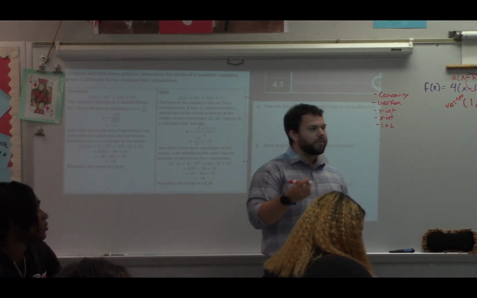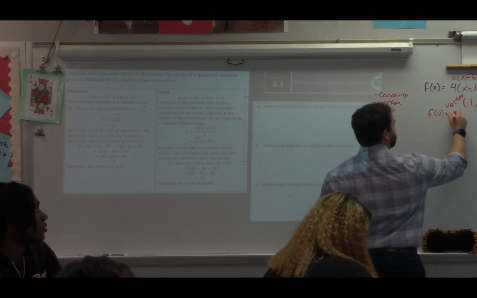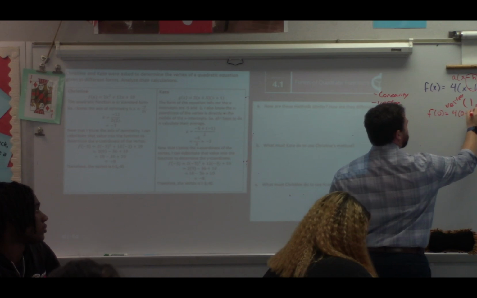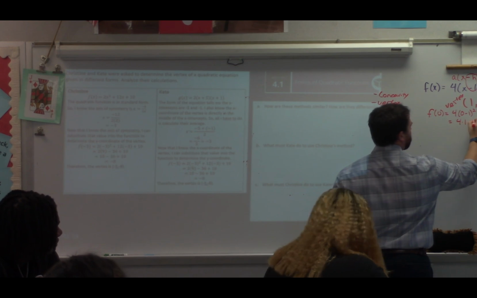What do we know about every y-intercept that has and will ever exist? The x is 0. The input is 0, right? So I can always find my y-intercept. The y-intercept right there would be 3, wouldn't it?